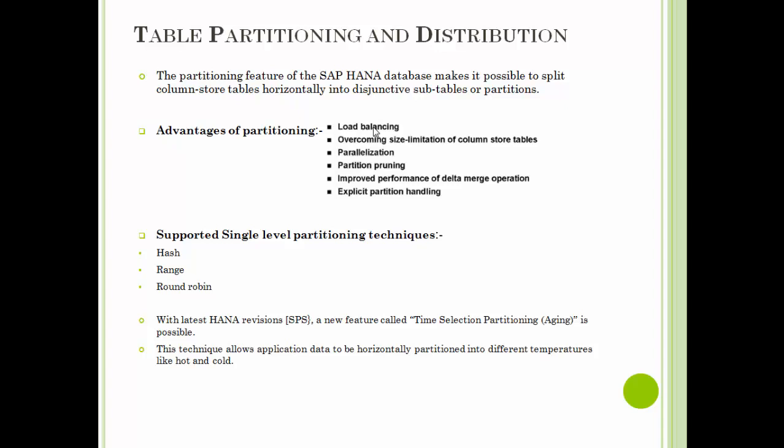Next is explicit partitioning handling. We know that applications may actively control partitions. For example, by adding partitions to store the data for an upcoming year or a month. So we can have this explicit partitioning handling. We can create partitions on the go. And there are several ways of achieving the partitioning by specifying how the rows are assigned to different partitions.